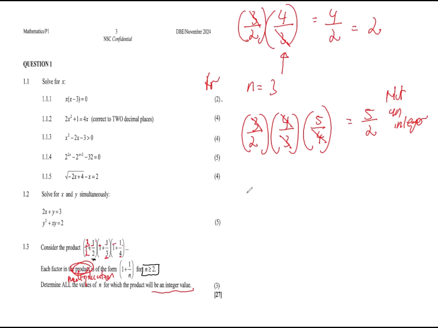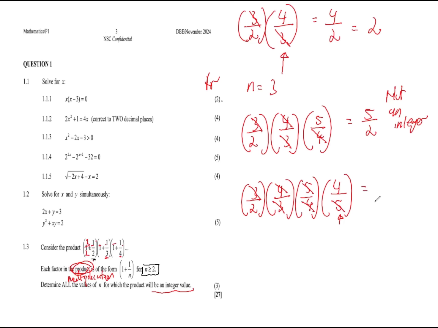Let's skip now and say we continue to when n is equal to 5. So 3 over 2, 4 over 3, 5 over 4, and then 6 over 5. So this is the 5 now. So what happens? This cancels, that cancels. This cancels, that cancels. This cancels, that cancels. Then we are left with what? 6 over 2 again, right? Which is going to give us what?